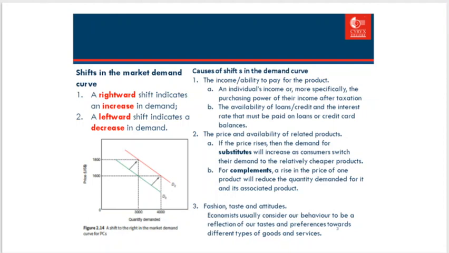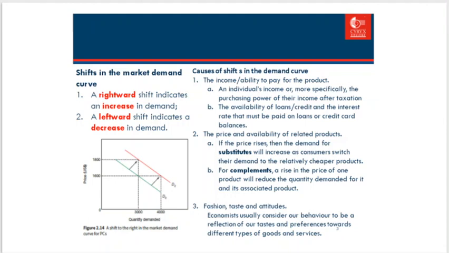B. For complements, a rise in the price of one product will reduce the quantity demanded for it and its associated product. An example of complementary product is computer and pen drive. If the price of a computer is increased, it will also reduce the demand for pen drive because fewer people buy computers. So it will have an effect on pen drive. Also, fewer people will buy pen drive.